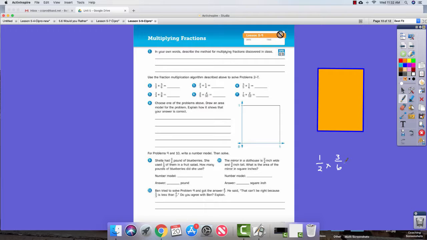Okay, so 1/2 times 3/6. The algorithm that we learned is that we can really just multiply our numerators and our denominators. So 1 times 3 is 3, and 2 times 6 is 12. So 1/2 times 3/6 equals 3/12. And let's just think back to our double shaded model and why it works.